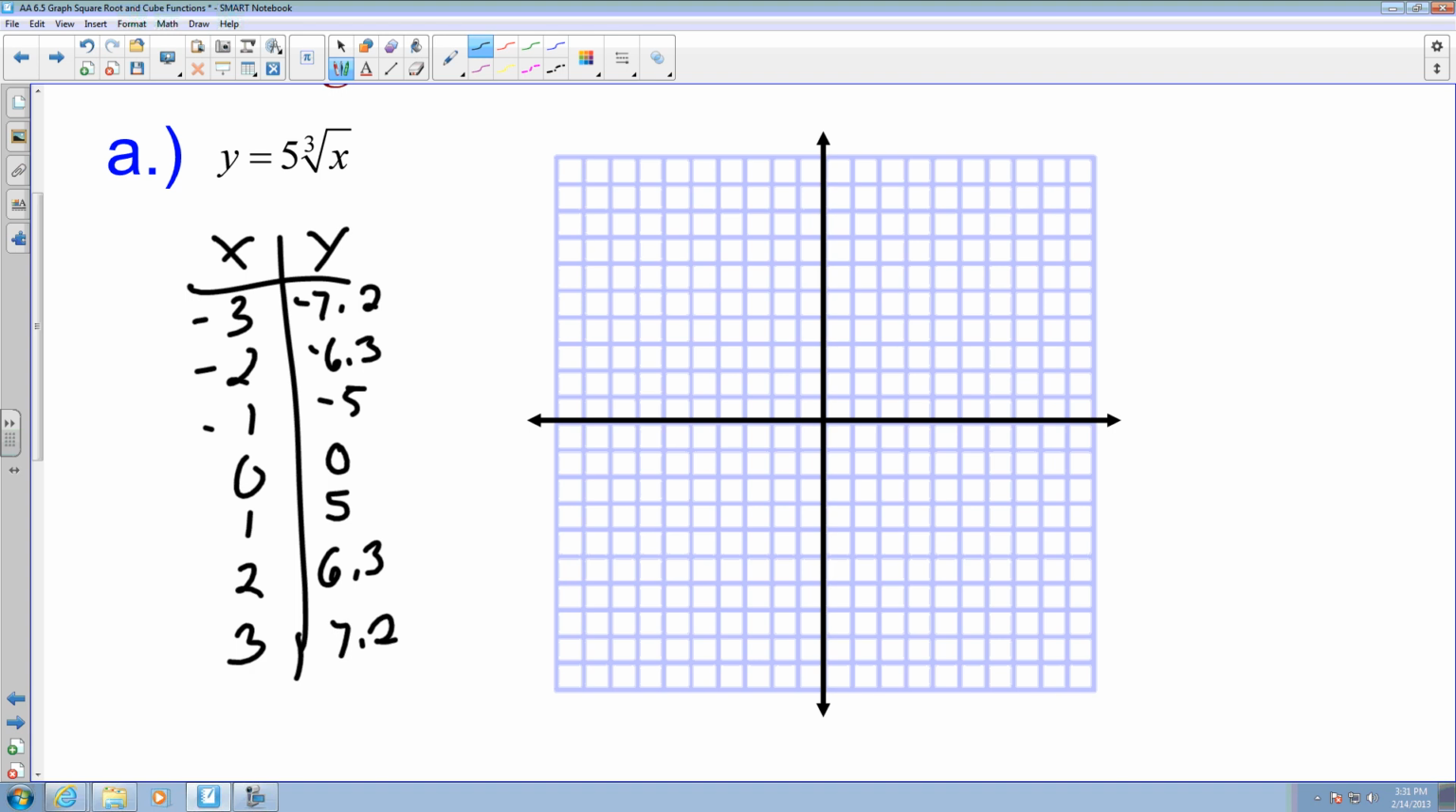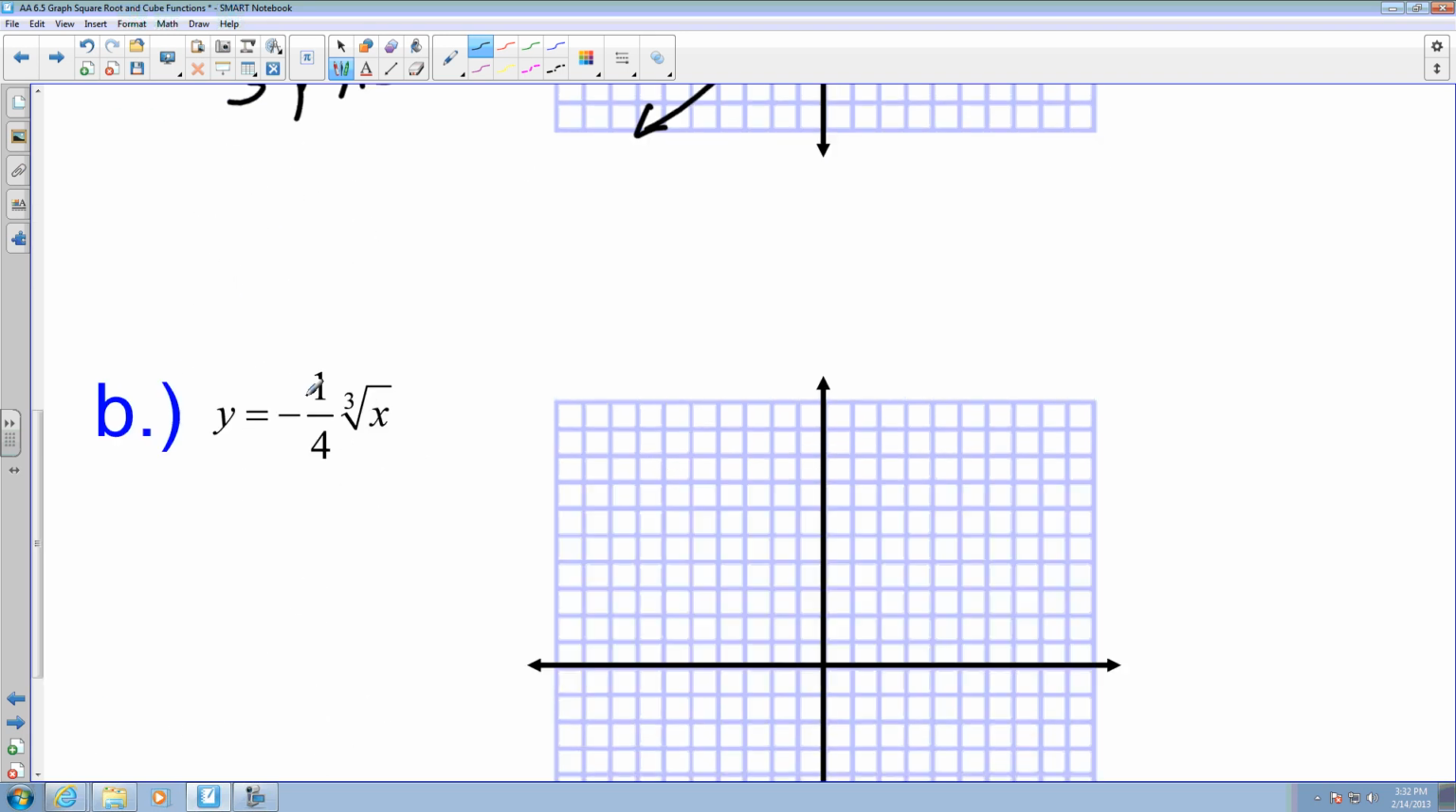So I'm going to plot these points. So I got 1, 2, 3, and then 1, 2, 3, 4, 5, 7. So something right there. 2 and like 6.3. Say it's right there. 1 and 5. Something like that. And then I got 0, 0. And again, 1 and 5. 2 and 6.3. So something like that. And then 3 and 7.2. So if I were to make a graph, it would look something kind of like that.